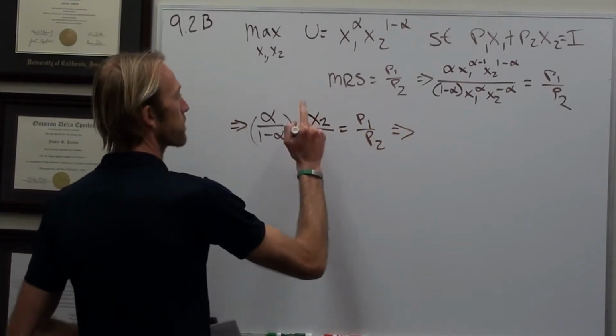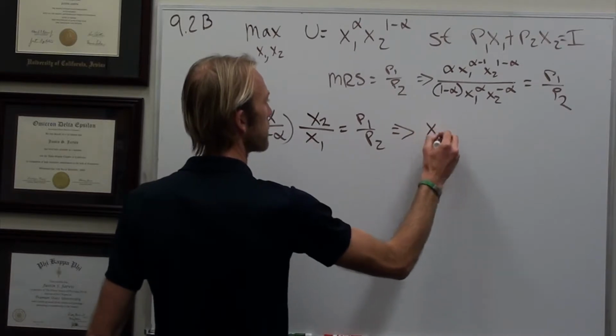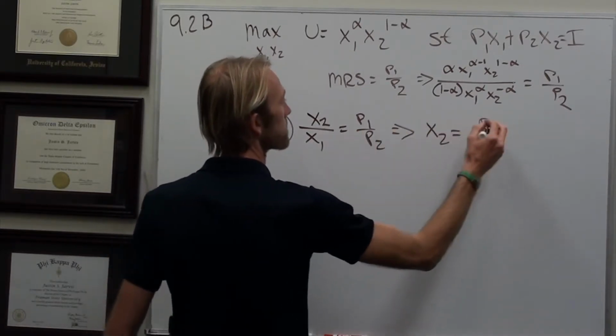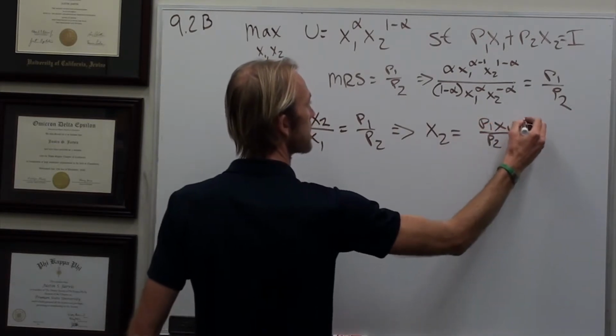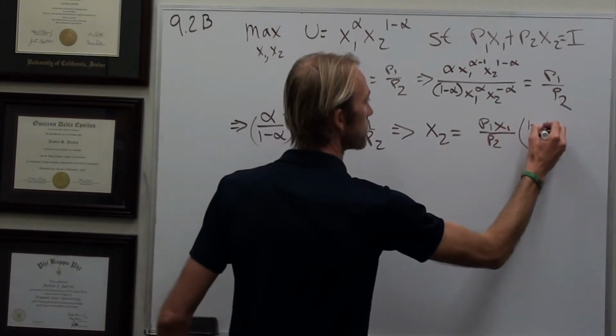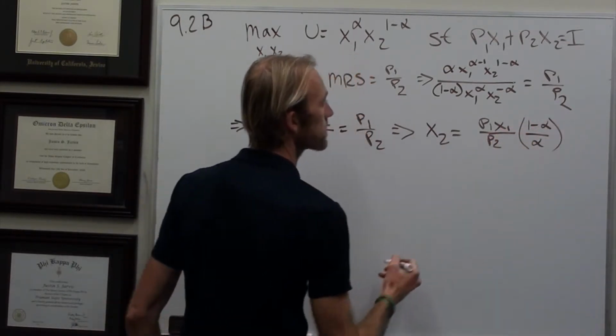Let's solve this out for one of the goods. Let's do it for x2. x2 is equal to p1 over p2. I'm going to multiply both sides by x1. And then I'm going to multiply by 1 minus alpha and divide by alpha, or multiply by the reciprocal of that.